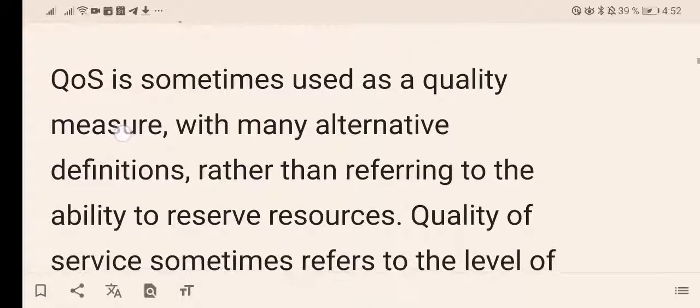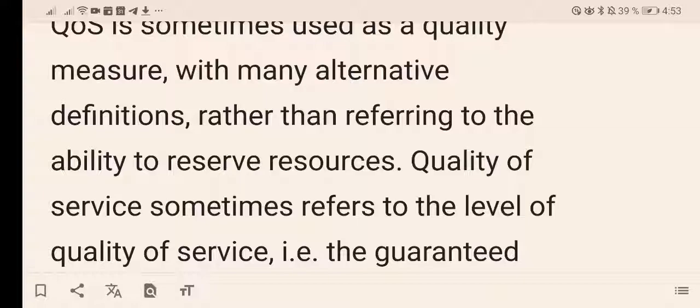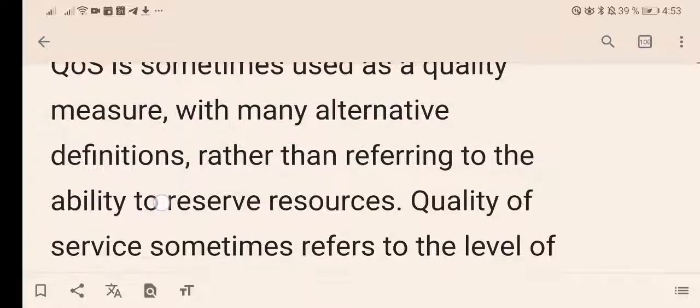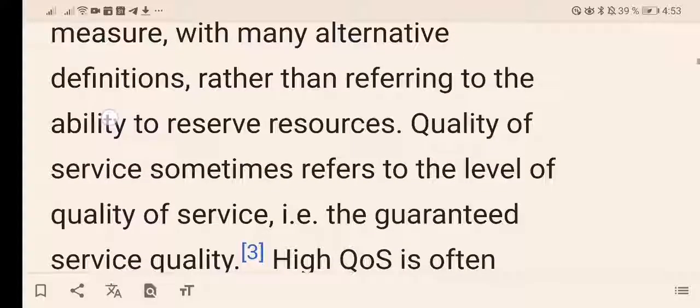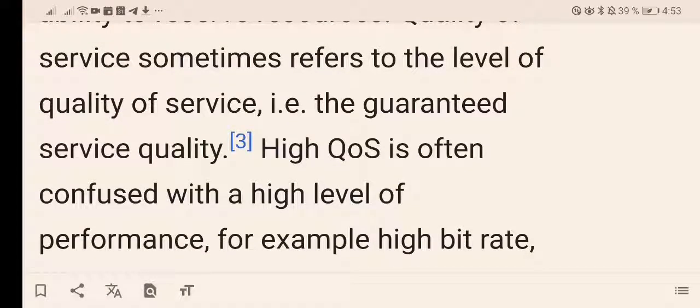Sometimes with very powerful interfaces, very powerful networks, we just use them as they come by default, FIFO, first in, first out. QoS is sometimes used as a quality measure with many alternative definitions, rather than referring to the ability to reserve resources. Quality of service sometimes refers to the level of quality of service, for example, the guaranteed service quality.